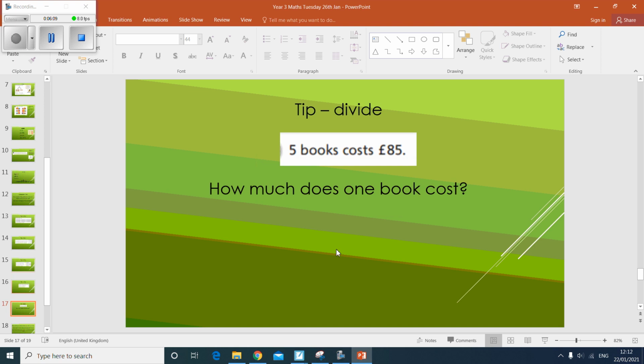And the next one, the tip here is to divide. So I've got 5 books and they cost me £85. I want to know how much I paid for just one of the books. So that's 85 and I bought 5 books. So how much for one of the books? Tip there is to divide.